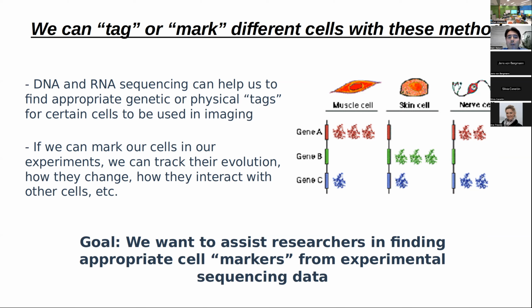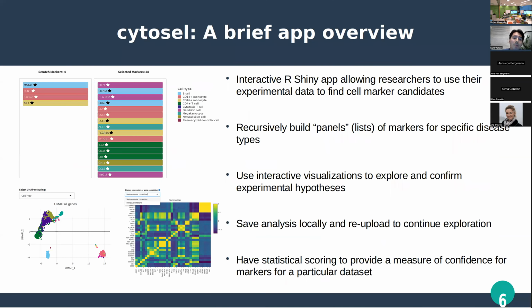So here's a little bit of an overview of the CytoCell app with some screenshots on the left. What we've built is an interactive R-Shiny app, which allows researchers to upload their data and interactively build this list of markers, these tags that they might be looking for different cell types. And this can be applicable to a wide variety of different diseases, different cancers, and so forth. We've built in a variety of interactive visualizations so that researchers, as they're going through this process, can explore all of their data, really confirm or maybe question some of the experimental hypotheses that they may have had going in.